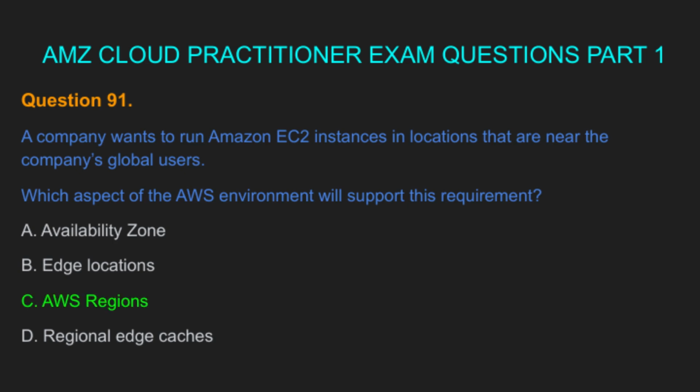The answer is C. AWS regions are geographically dispersed locations where AWS infrastructure is available. Each region is designed to be isolated from other regions, so that you can run your applications and store your data in a location that is close to your global users.